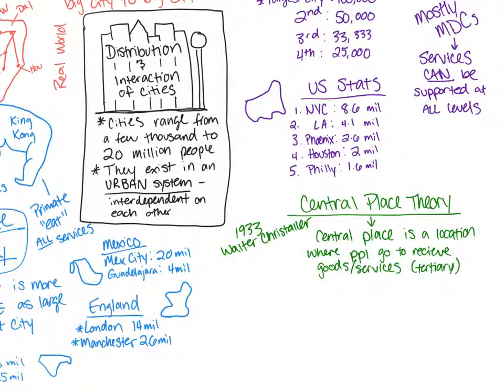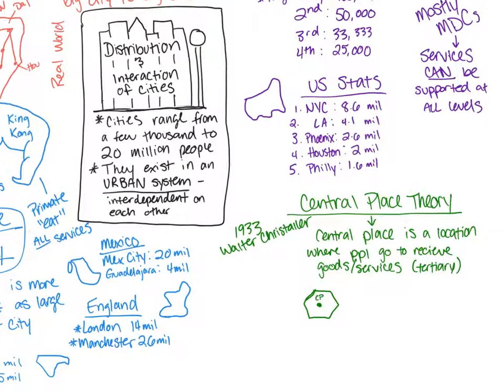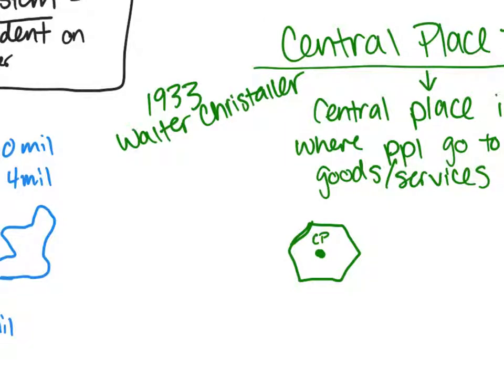So this part was the one with all the hexagons in the book last week in chapter 18. Okay, so if we are to draw a hexagon. Okay, there's my hexagon. The dot in the middle, that is going to be our central place. Okay, CP. I'll zoom in on it for you. That's our central place.